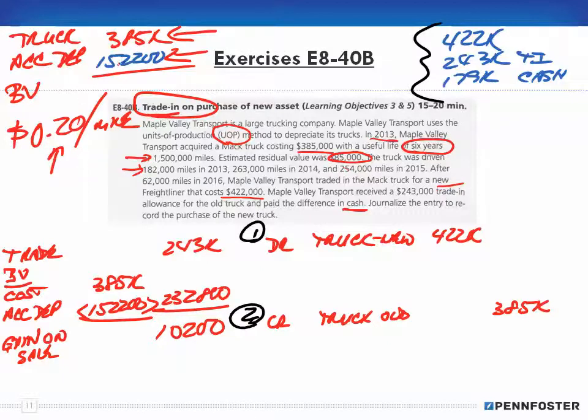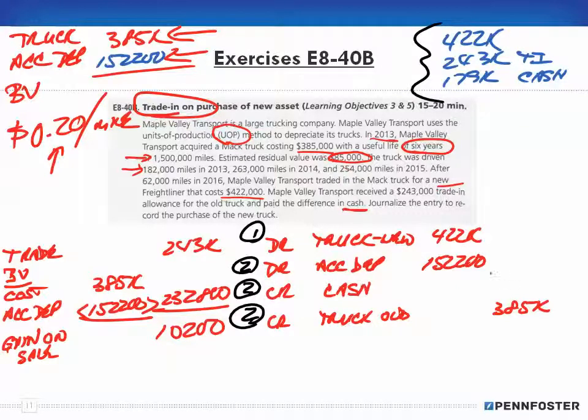Since I have accumulated depreciation, that's a credit, which means I have to debit that. So number 2, what I'm getting rid of: I'm going to debit my accumulated depreciation for 152,200. What else am I getting rid of? Well, I'm getting rid of cash, right? So I'm going to credit my cash for $179,000.